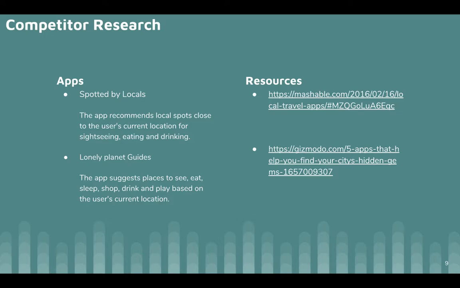The other one is called Lonely Planet Guides, and this app suggests places to see, eat, sleep, shop, drink, and play based on the user's current location. It includes more fields, like eating, and it's more like Yelp. But my app is more focused on secret view spots. It's more specific than Lonely Planet Guides.